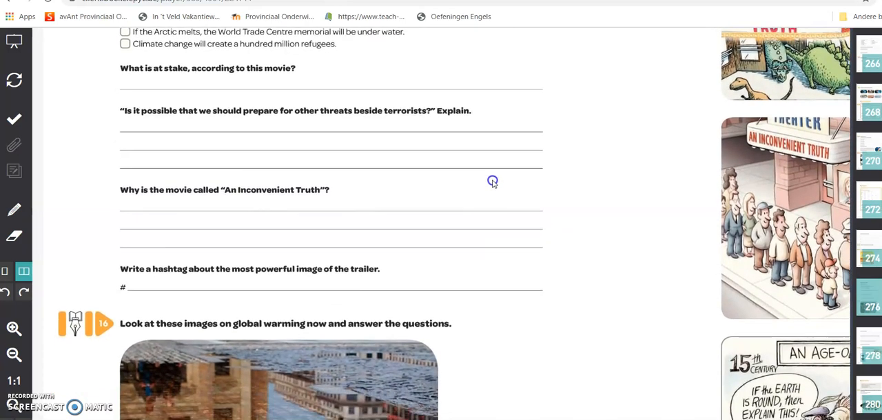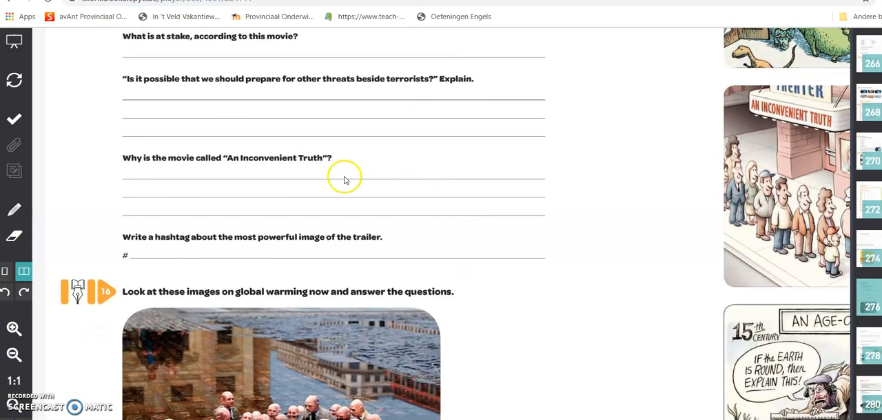Why is the movie called An Inconvenient Truth? So maybe you can look it up. You can also write it down in Dutch. Dus dat mag ook in het Nederlands. And write a hashtag about the most powerful image of the trailer.